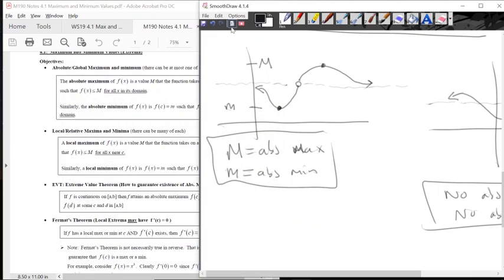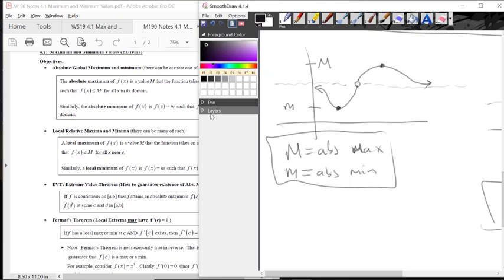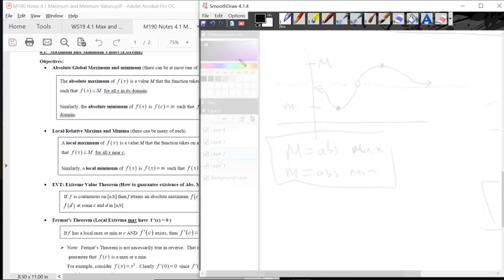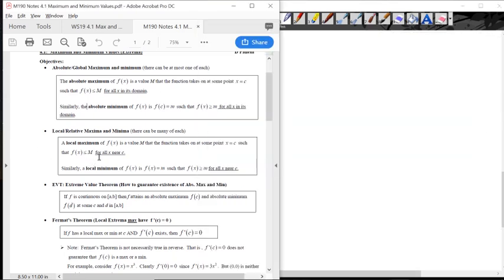Now I want to talk about the local max and min. A local maximum is a value of m, again, that must be attained by the function. In this case, we're going to call f of c the value of that maximum.